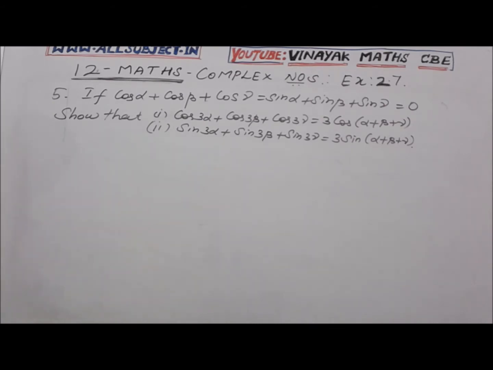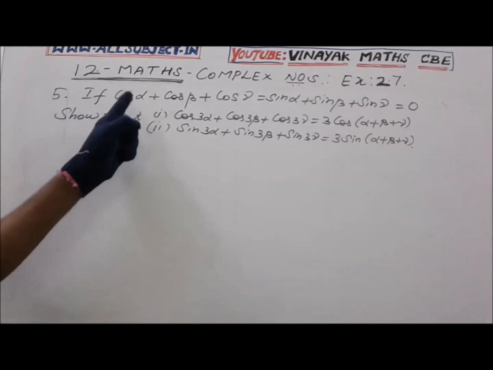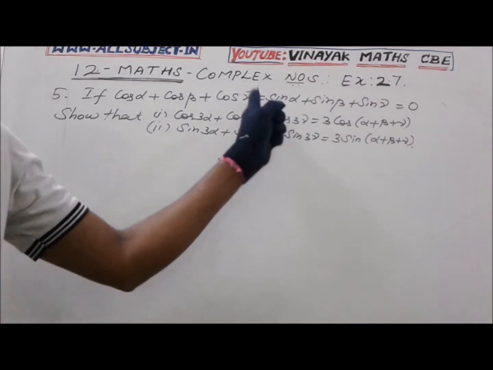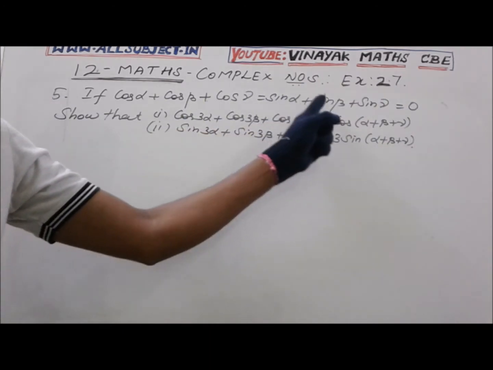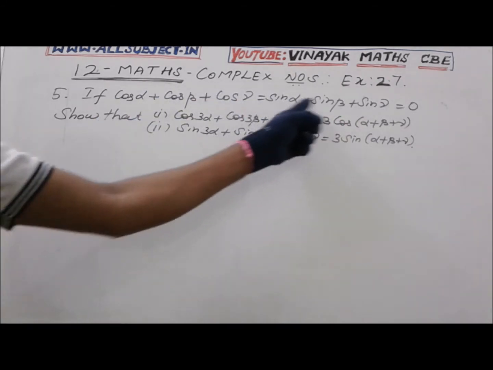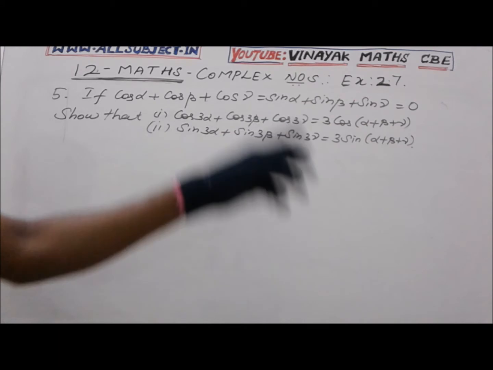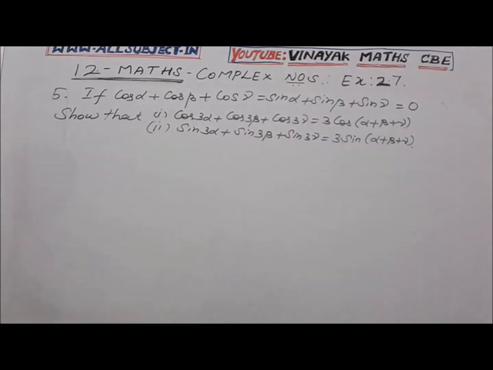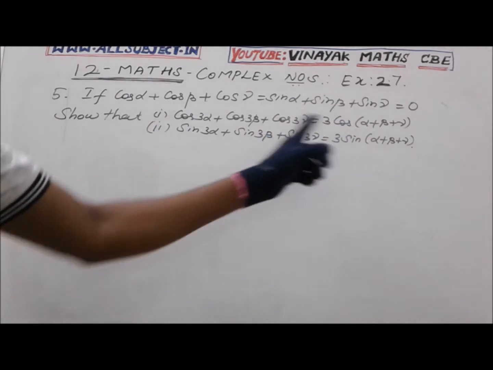Question number 5. Given the sum of cos alpha, cos beta, cos gamma equals 0 and sin alpha plus sin beta plus sin gamma equals 0. The sum of these three terms is equal to 0 in each case. The sum of the real parts and the sum of the imaginary parts are 0. Then show that these two results are equal.